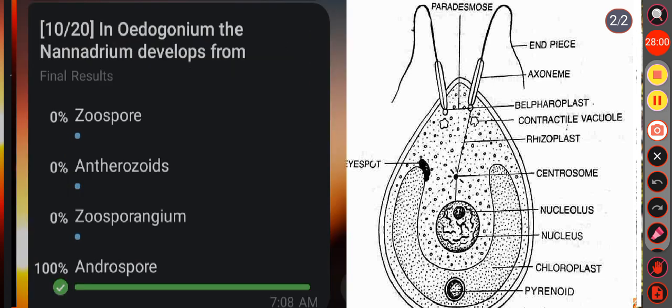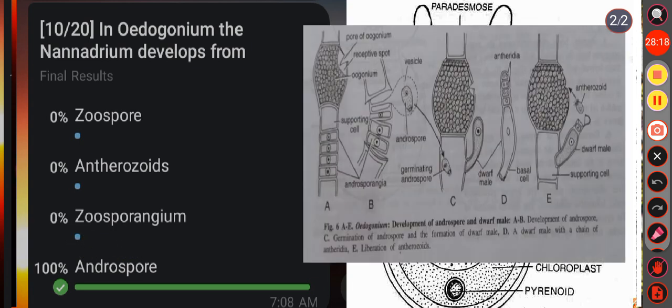Then question number 10. In Oedogonium, the nanandrium develops from option A, zoospore, option B, antherozoids, option C, zoosporangium, option D, androspore. Here the correct answer is option D, that is androspore.